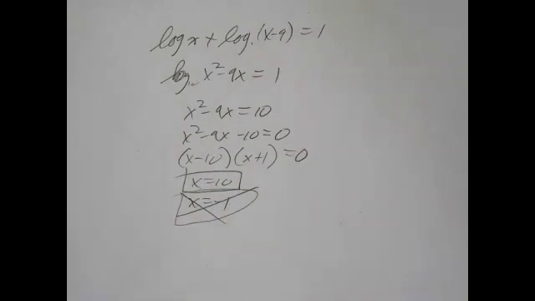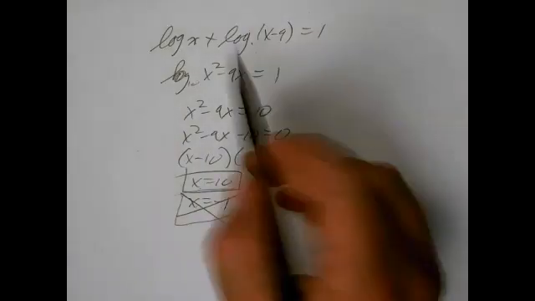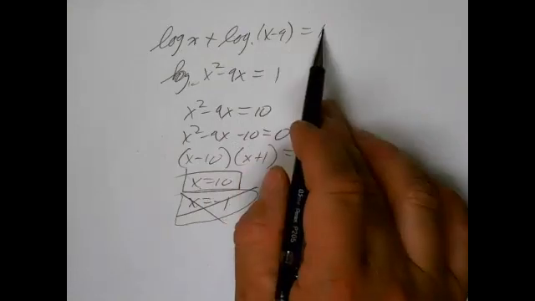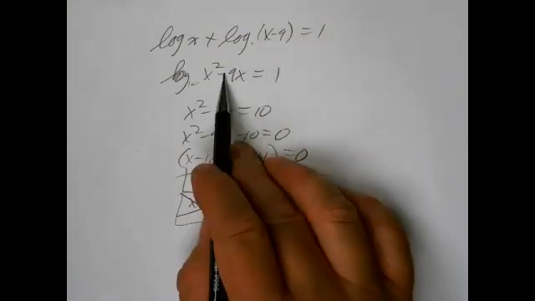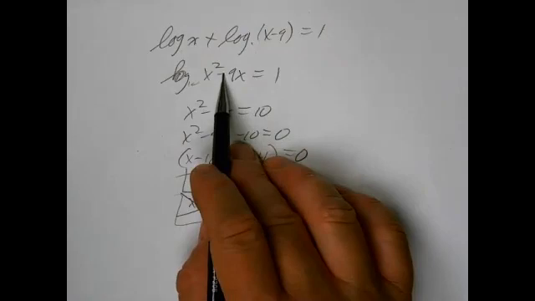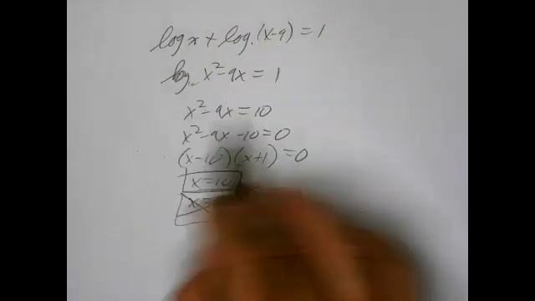All right, now, that's how it works. If you have a log on one side and not the other, you simply compress it to one log statement, and exchange it for an exponential. If you have logs on both sides, you don't actually have to do that.